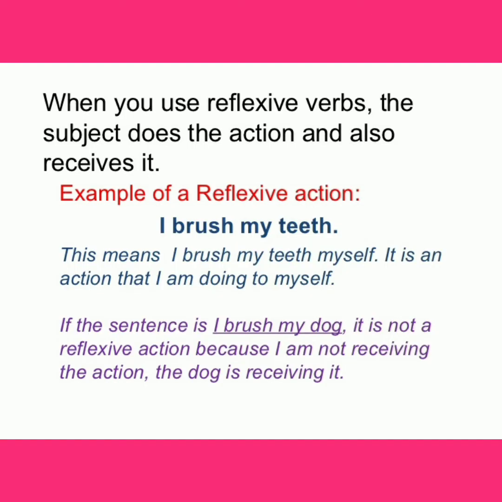The reflexive verbs versus the present indicative. When you use reflexive verbs, the subject does the action and also receives it. Example of a reflexive action: I brush my teeth. This means I brush my teeth myself. It is an action that I am doing to myself. While the indicative statement would be, if the sentence is I brush my dog, it is not a reflexive action because I am not receiving the action. The dog is receiving it. I brush my dog. I am doing it to the dog.